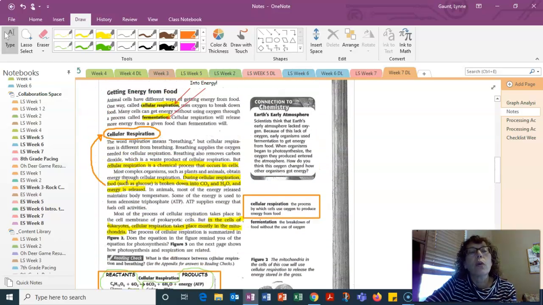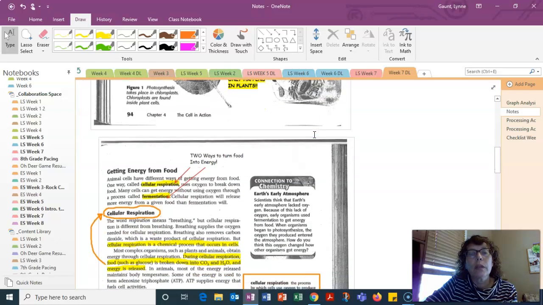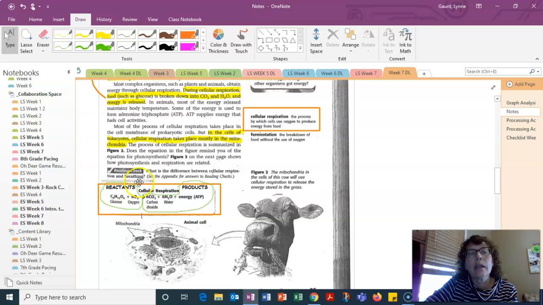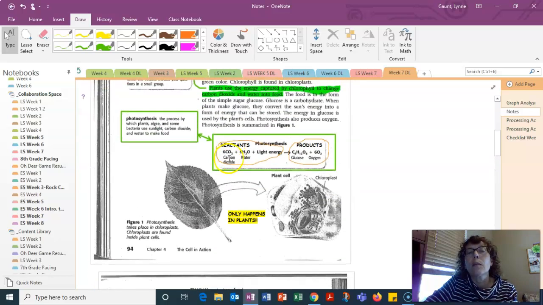Let's go back up to our photosynthesis equation. Glucose and oxygen are on the product side of photosynthesis, but they're on the reactant side of cellular respiration. Let's look at the products of cellular respiration. Carbon dioxide, water, and energy on the product side. If we go up here to photosynthesis, carbon dioxide, water, and energy are on the reactant side. So these equations, photosynthesis and cellular respiration, are the same, except one is backwards from the other. That's kind of weird.